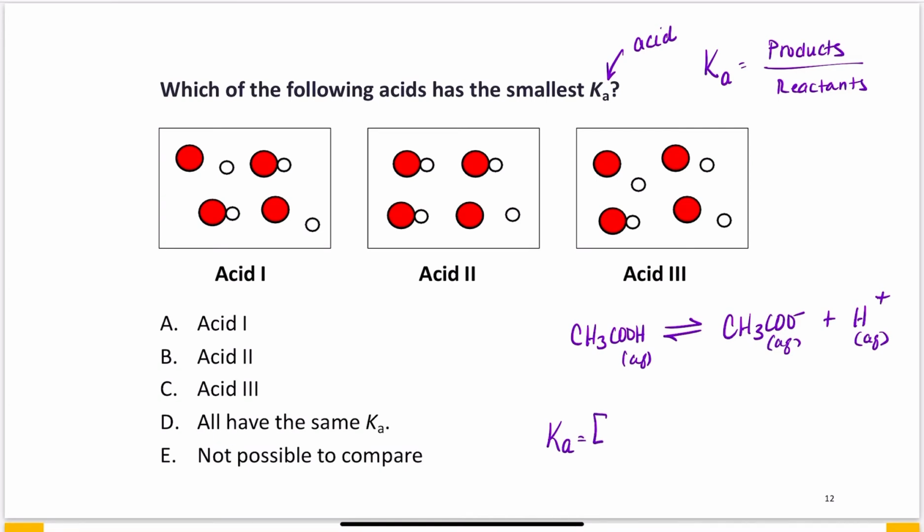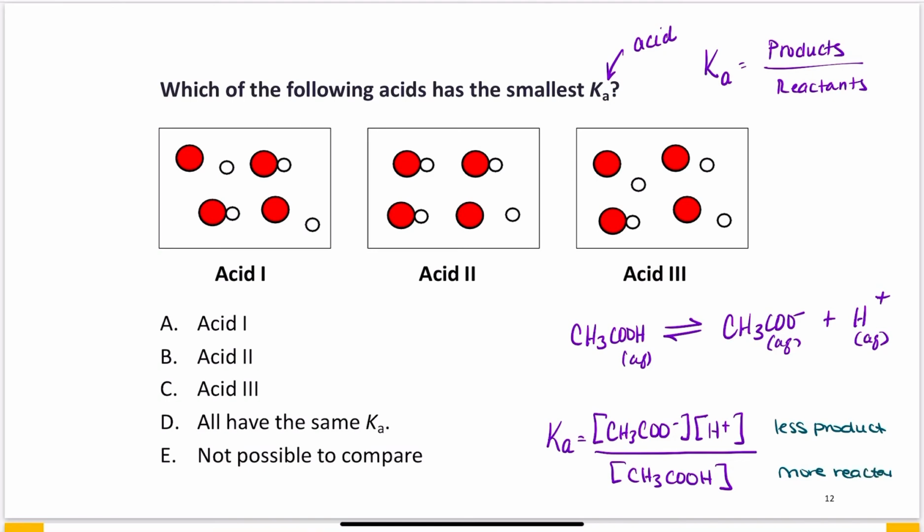If I wrote the Ka, H plus and CH3COOH. How do I have a smaller Ka? A smaller Ka means less product, more reactant. A smaller Ka means weaker acid, less dissociation, or ionization.